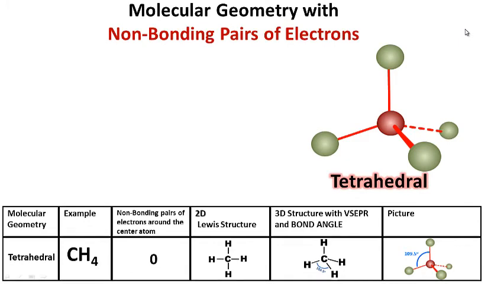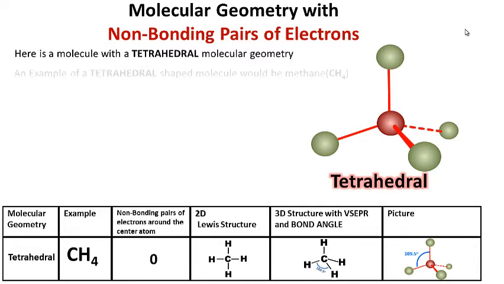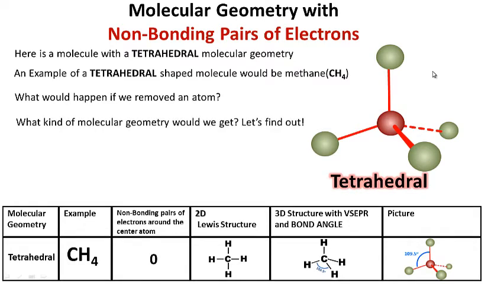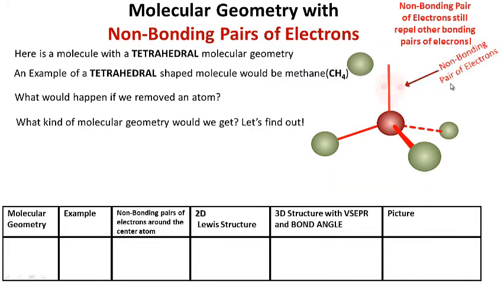All right, so molecular geometry with non-bonding pairs of electrons. So here is a molecule with a tetrahedral molecular geometry, okay? So we just learned about this. So an example of a tetrahedral shaped molecule would be methane here, right? If you recall. But what would happen if we removed an atom? What kind of molecular geometry would we get? Well, let's find out. Let's get rid of an atom here.